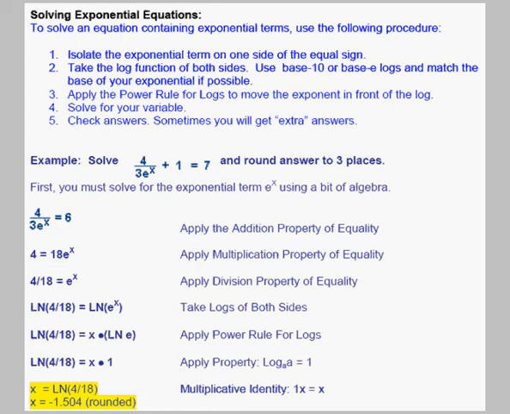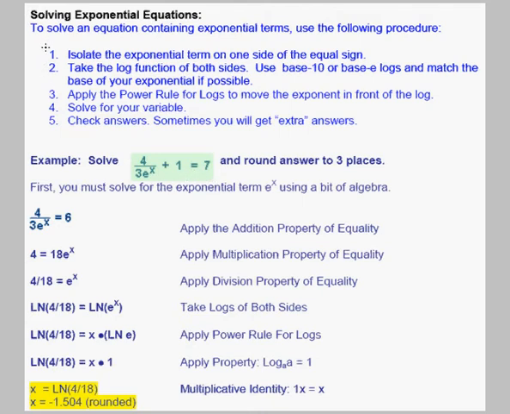In this video, we're going to solve an equation that contains an exponential expression. We're going to solve the equation 4/3 times e to the x plus 1 equals 7. And there's a procedure for doing this that works pretty well.